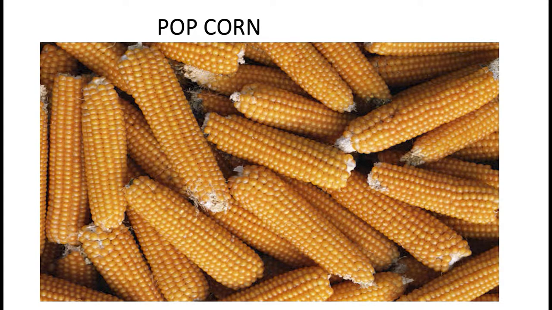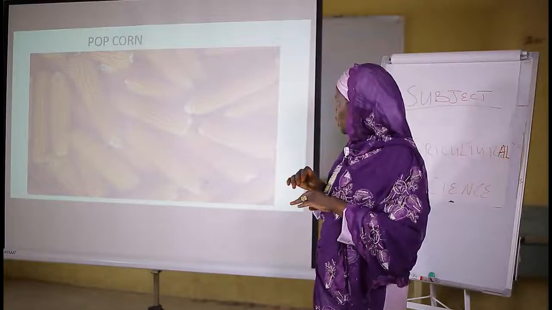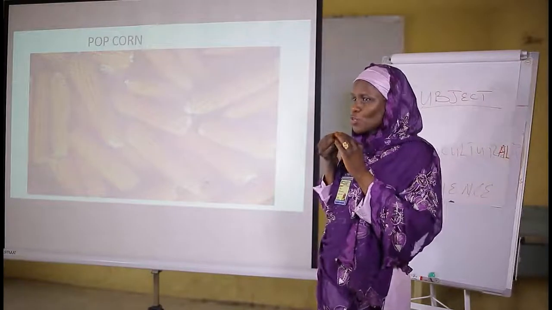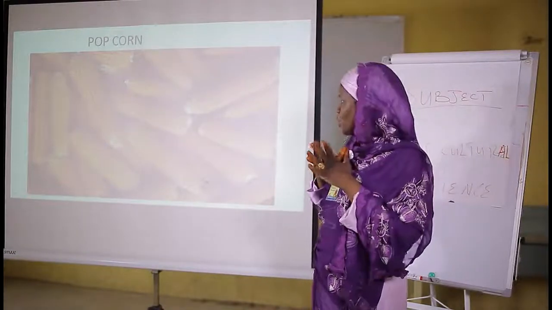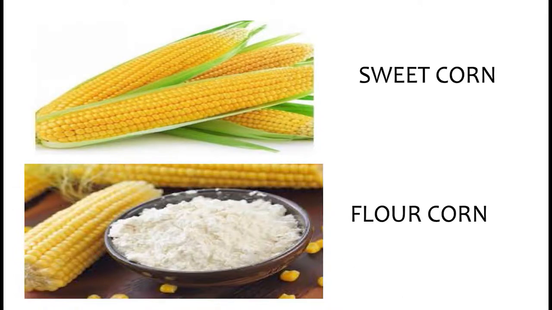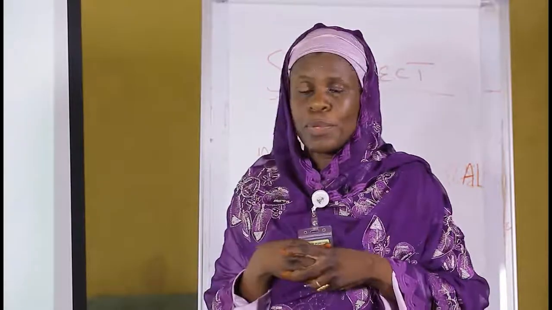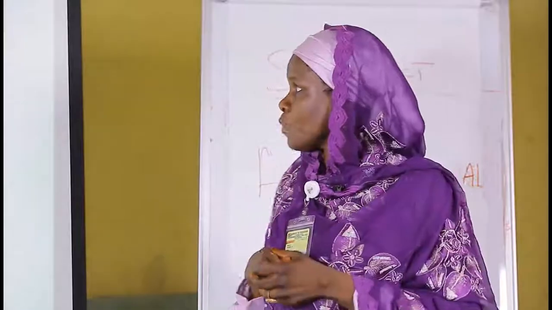This popcorn, it is one that we use in making our popcorn. As you can see, it is yellowish in color and the seeds are tiny. They are very small. They are smaller than the other species. The next one is the sweet corn. This is known as the sweet corn. It is yellow in color. We have the other one too, which is known as what? The flour corn. The one that we use in making our flours.